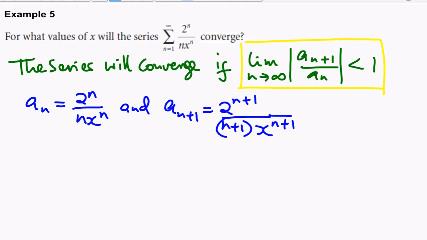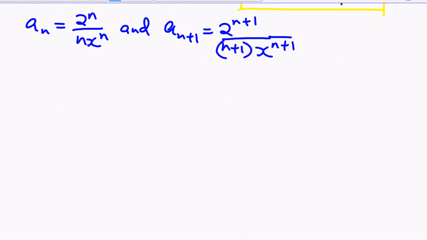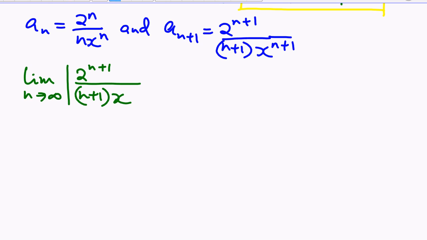Now that we have that, we can go ahead and plug this into the ratio test. So in this expression for the ratio test, the limit as n approaches infinity of this bit should be less than 1. So which bit? 2 to the power n plus 1 over n plus 1 x to the power n plus 1, divided by 2 to the power n over n x to the power n.